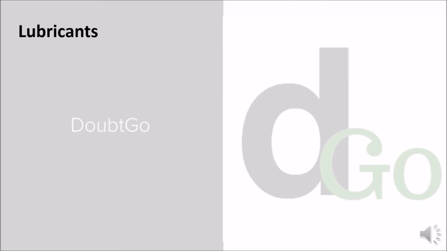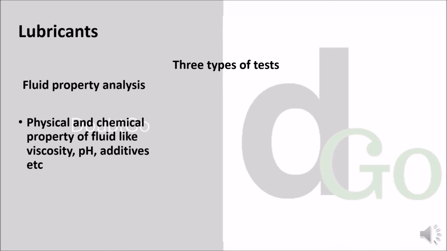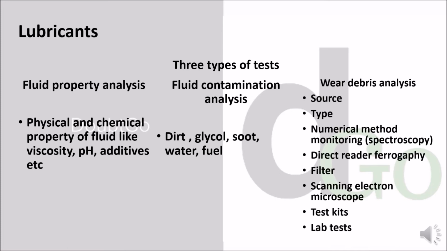Using lubricants to detect a failure. There are three types of tests. First is the analysis of the fluid properties, its physical and chemical properties like viscosity, pH and additive changes. Second is the contamination analysis: the amount of dirt, glycol, soot, water and fuel present in the fluid. And third is the wear debris analysis.